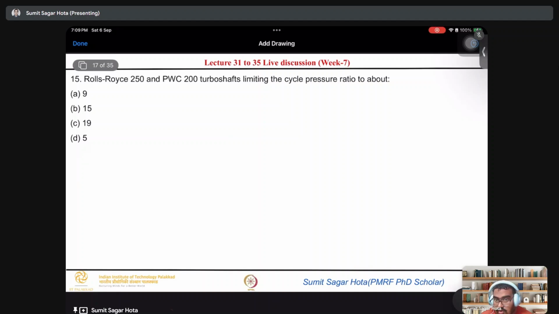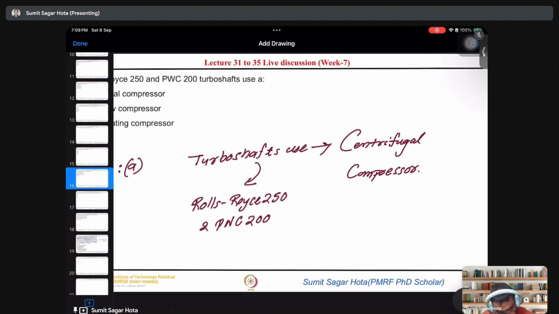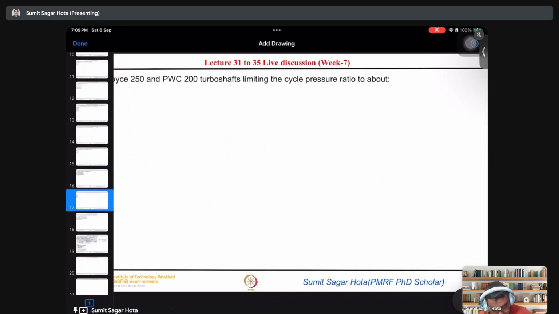So the Rolls-Royce 250 and PWC 200 turboshafts limit the cycle pressure ratio to about dash. For turboshafts, the pressure ratio is not that high because they use a centrifugal compressor. So it's about 9.